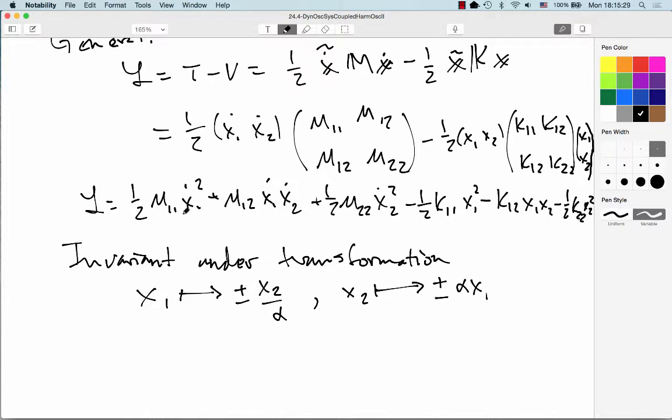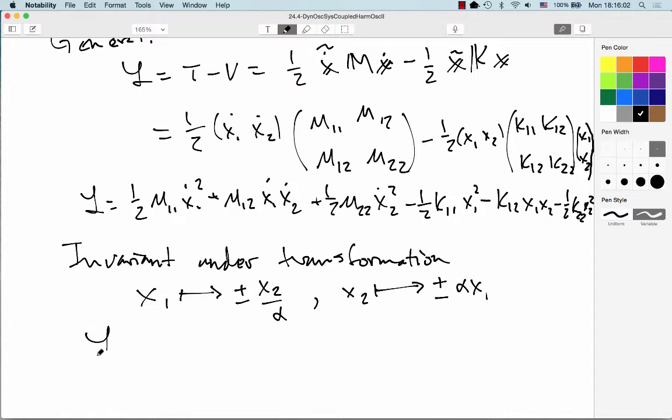So this x1, x2 here becomes x2 over alpha, and that becomes alpha x1. We still have a product x1, x2, right? So let's go ahead and follow through what that means.